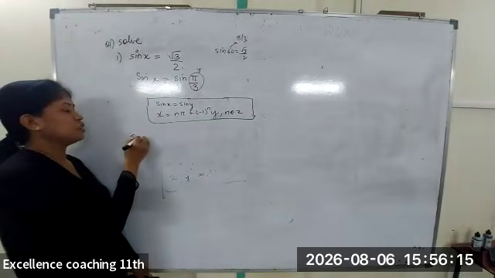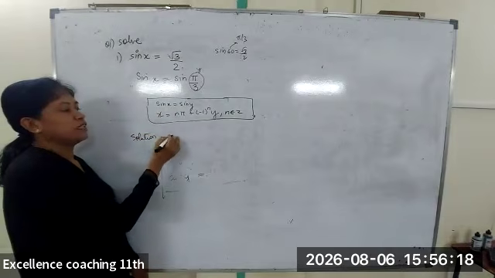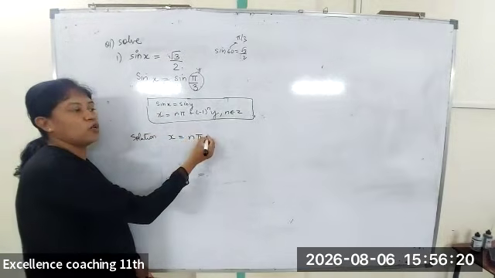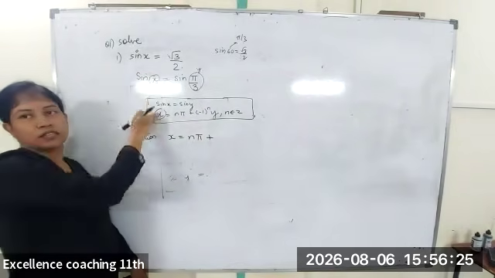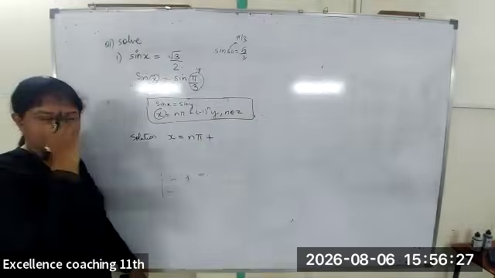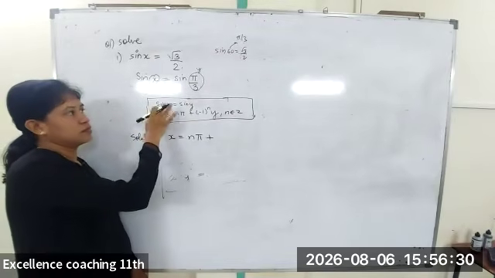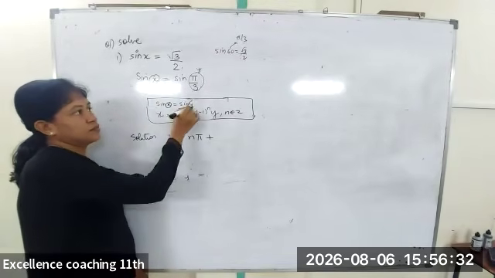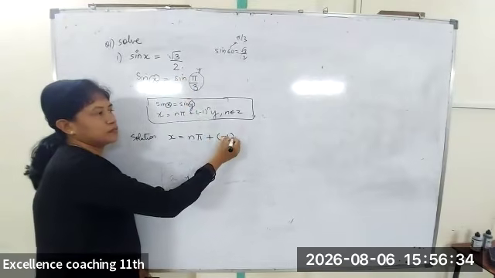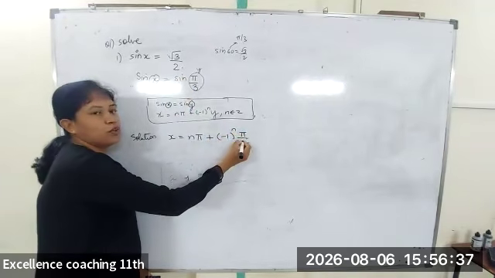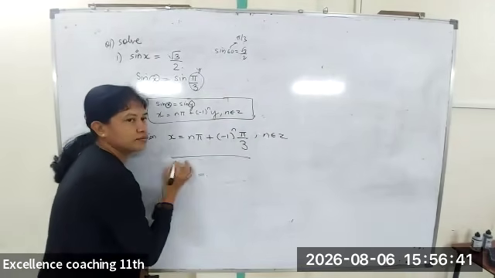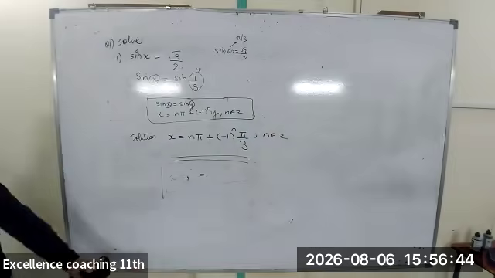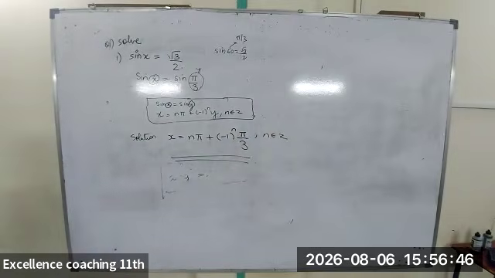Now just write the solution. So the actual final solution will be n pi, nothing, just keep it as it is. Only put the value of y now because x is anyway there, so that will not change. Instead of y, I will put pi by 3. This is the final one. This is the solution.